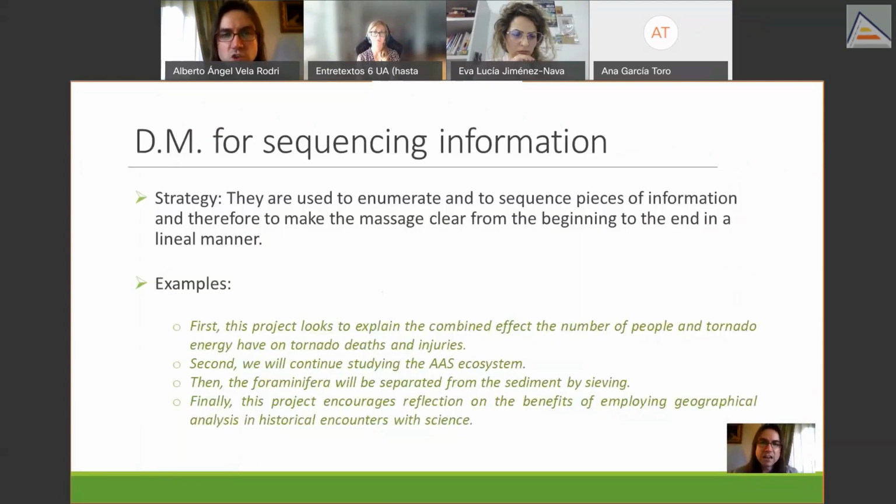What the researchers here are trying to do is to make the message very clear from the beginning to the end, and in a linear manner. So, as in the examples you've got here from the corpus, they say, first, this project looks to explain. Second, we will continue with whatever. Then the foraminifera will be separated. And finally, this project encourages whatever, right?